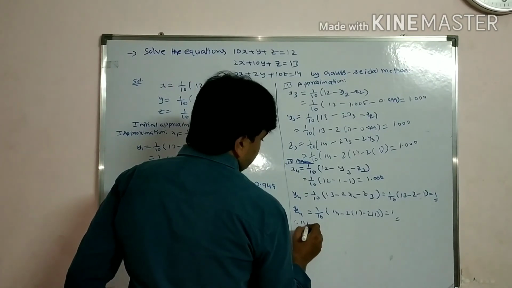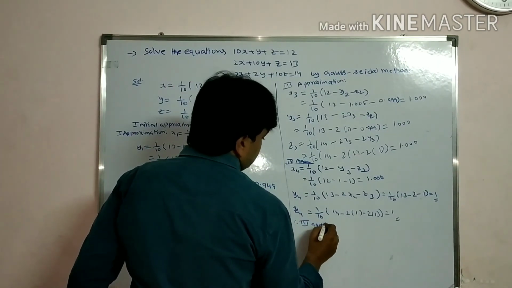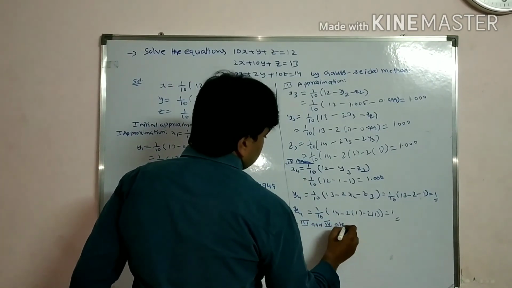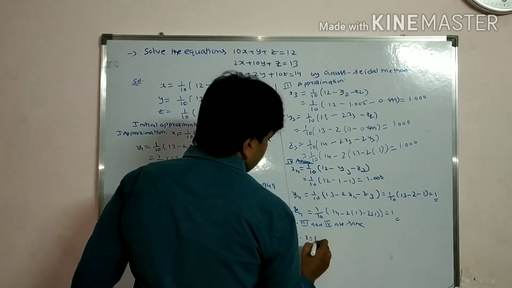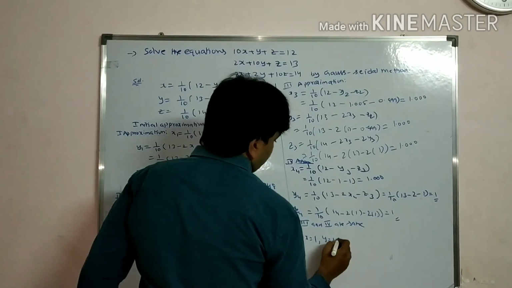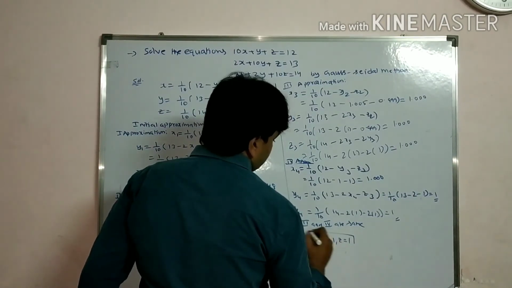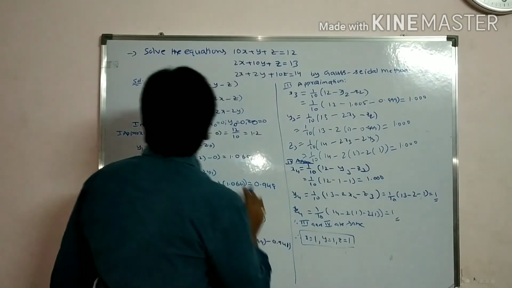Therefore third and fourth approximation are same. Therefore x is equal to 1, y is equal to 1 and z is equal to 1, students. This is the solution of the given equation.